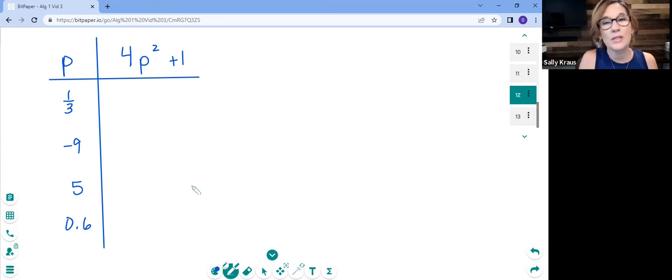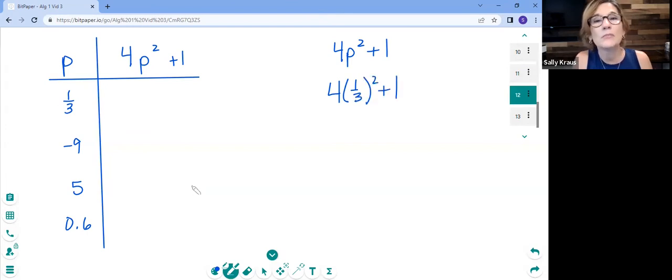Okay, so we're going to come off to the side here, write the original problem. And first we're going to sub in or put in 1/3 for p. See how I do that in parentheses every time? It works. Okay, so what is 1/3 squared?